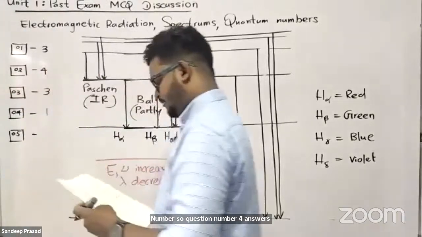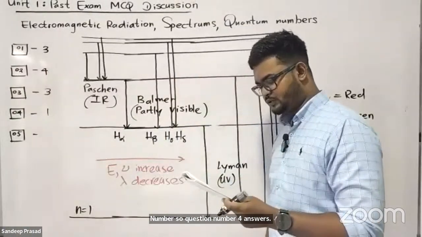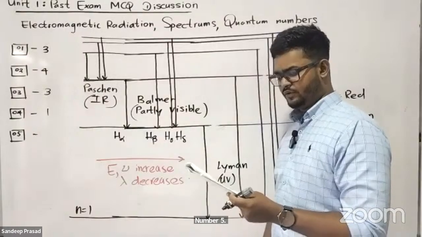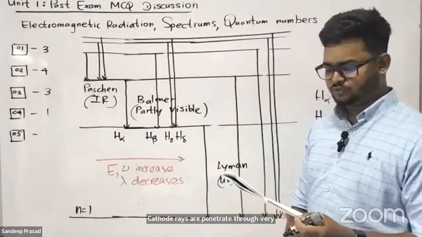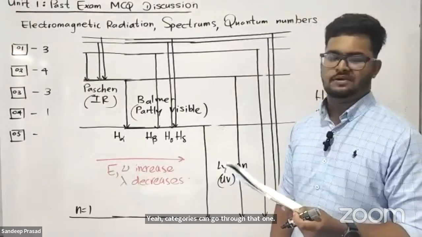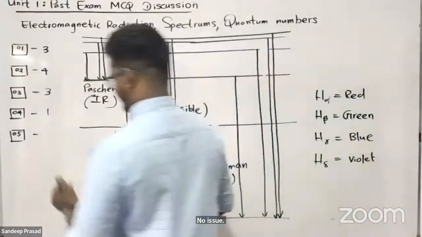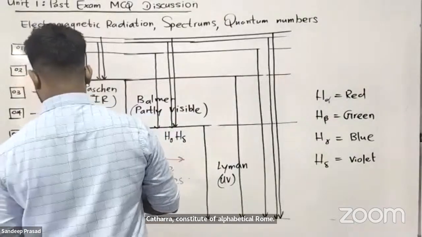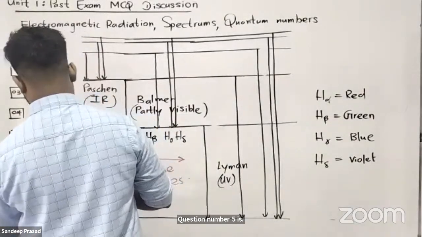Number 5, cathode rays penetrate through very thin aluminum foil. Yeah, cathode rays can go through that one, no issue. Cathode rays constitute of alpha particles, wrong. First statement is correct, second one is wrong, therefore question number 5, answer is number 3.